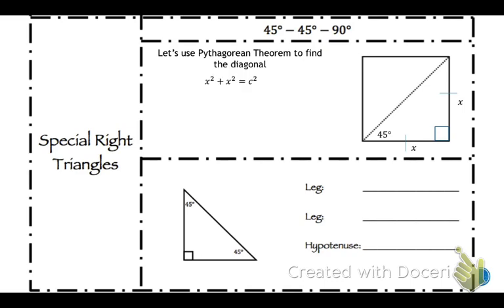So that's going to be x squared, because that's the first side, plus x squared equals c squared. And then x squared plus x squared is 2x squared equals c squared. Square root both sides, and you get c equals the square root of 2x squared. Well, let's just leave the square root of 2 as it is, but the square root of x squared is x. So c equals x square roots of 2. And we can just label that. Oh, let's go back. Okay, so this right here, this is x square roots of 2.